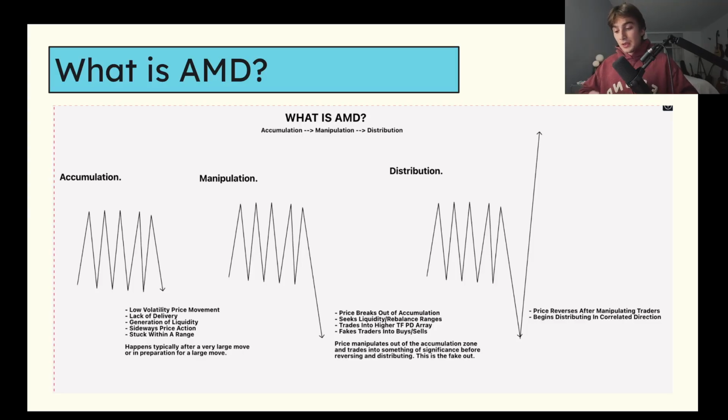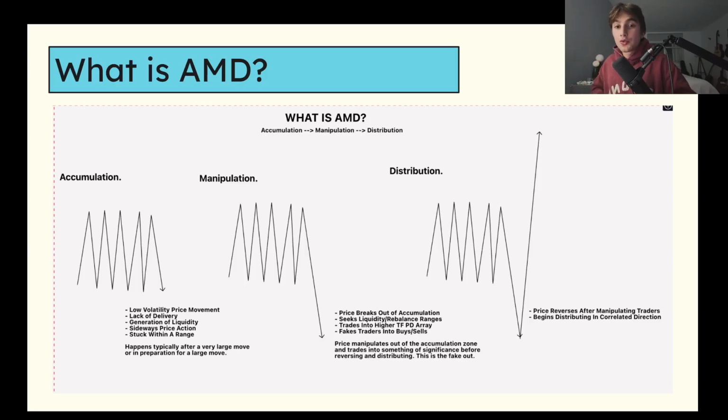And so, usually, when price is accumulating, you'll notice these factors. We have low volatility price movement, lack of delivery, generation of liquidity, right? Liquidity up here or liquidity down here. Sideways price action, we call this consolidating, and we're stuck within a range, right? We're sort of stuck within like a 50-point range, 40-point range. It could be whatever. And it happens typically after a very large move or in preparation for a large move. So I want you to remember that because those are really the two biggest times accumulation happens.